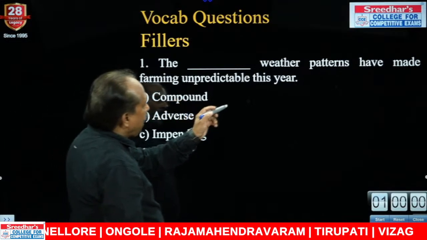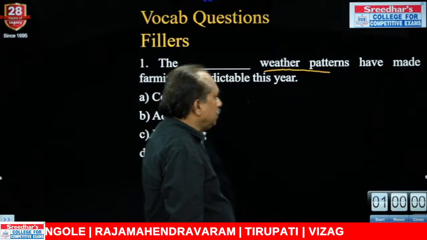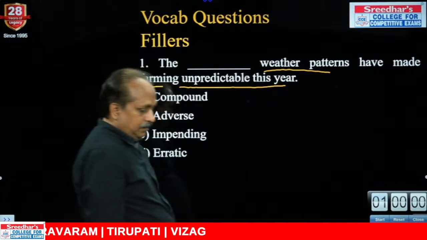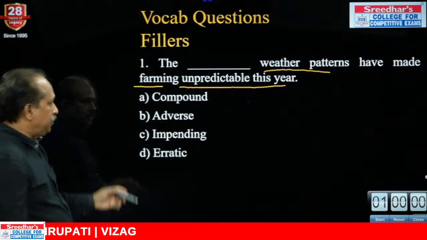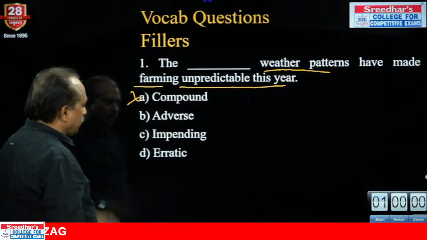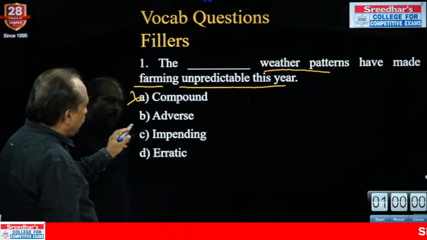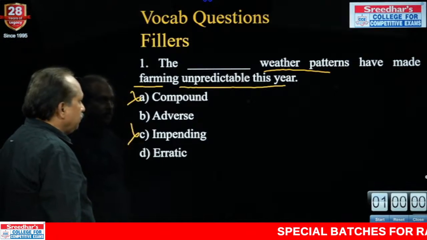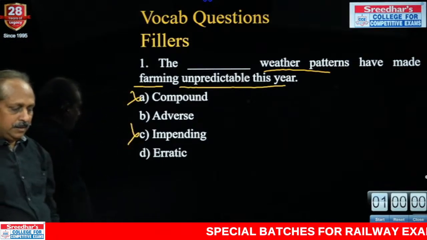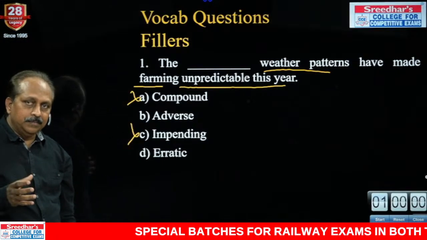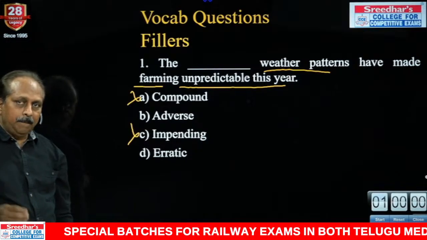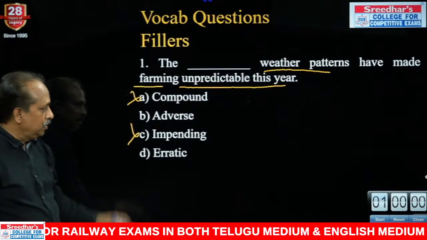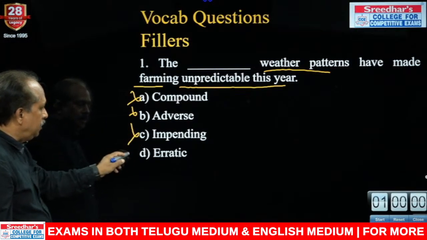The weather patterns, what sort of weather patterns have made farming unpredictable this year? First, you take the elimination approach. The compound weather patterns you cannot use. The impending weather patterns you cannot use. You have to choose between B and D. The adverse weather patterns. Adverse means what? Negative. Negative patterns make a negative impact, not unpredictable. You cannot use adverse. What is the answer here?